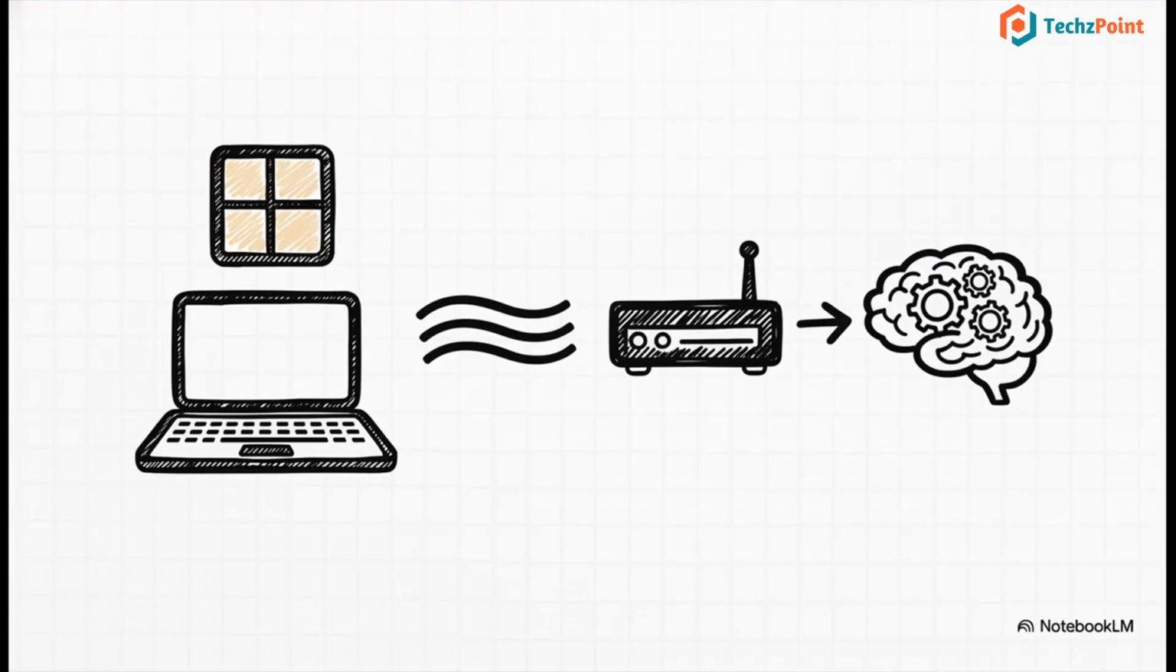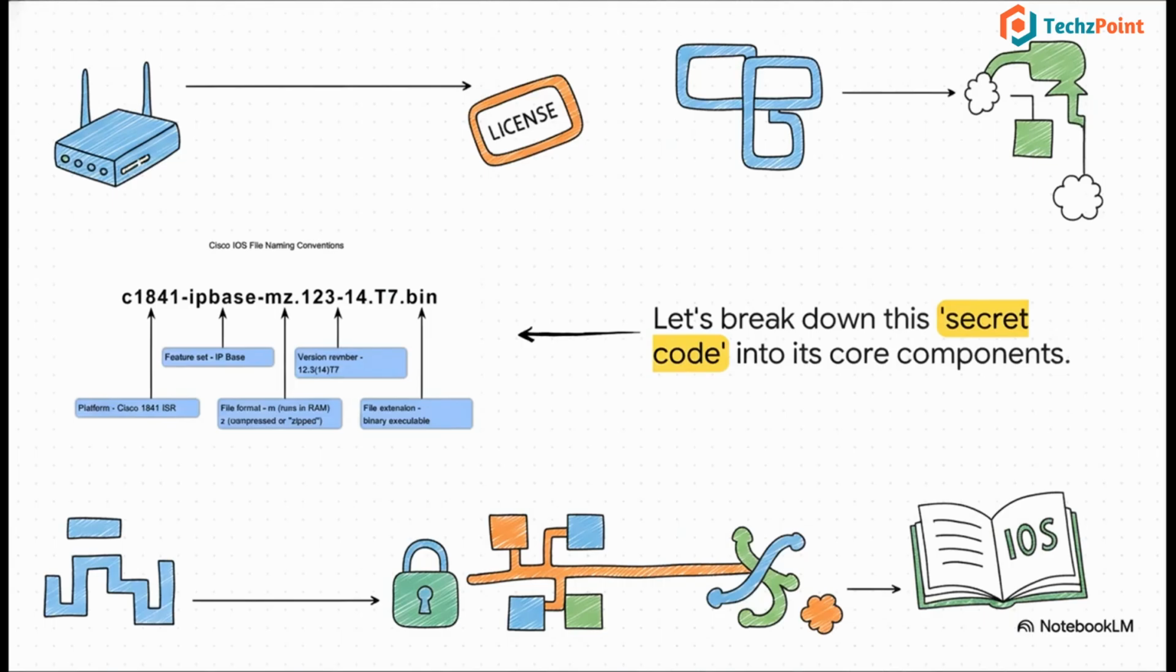But hey, before we dive deep into that file name, let's just get on the same page. It's actually pretty simple. You know how your PC runs on Windows or your Mac runs on macOS? Well, Cisco routers, the boxes that connect the internet, they run on something called iOS. That's the Internetwork Operating System. It's the brain behind the whole operation. Okay, so back to our code.